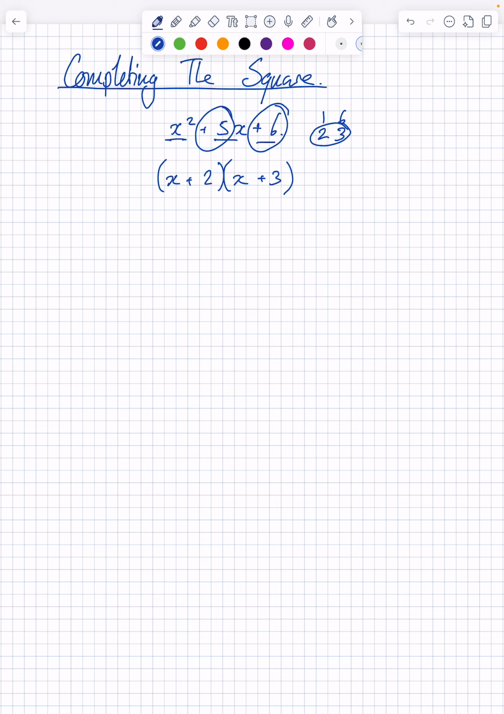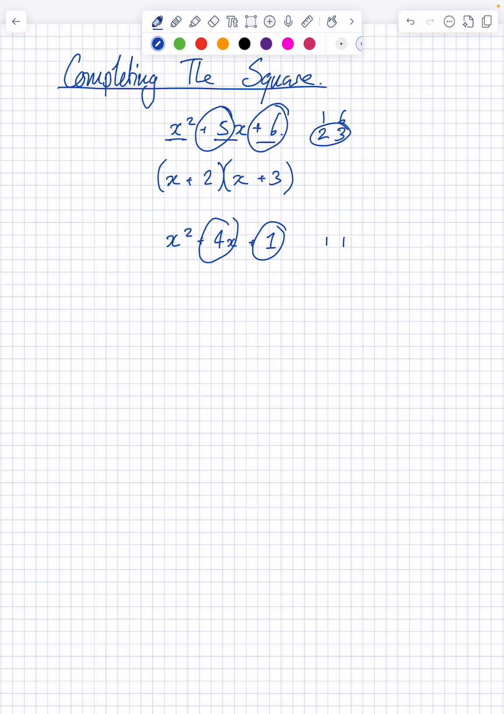But sometimes we might have a quadratic, let's say we had x squared plus 4x plus 1. Now, what numbers are going to multiply to give us 1, but add to give us 4? Well, the only factors of 1 are 1 and 1, so nothing there is going to add or subtract to give us plus 4. So we're going to need a different method to try and stick this into brackets. And the way we're going to do that is by completing the square.